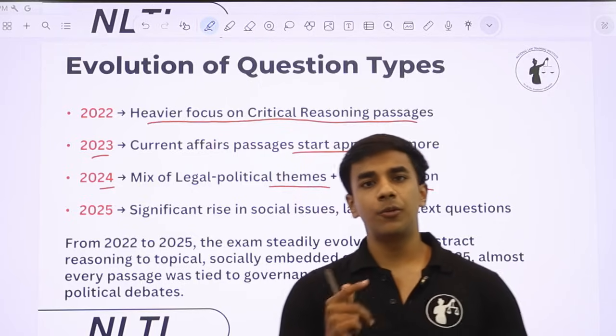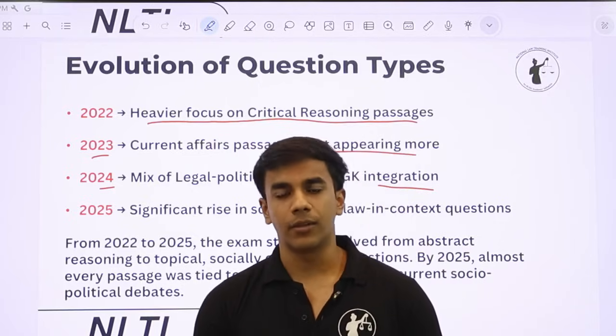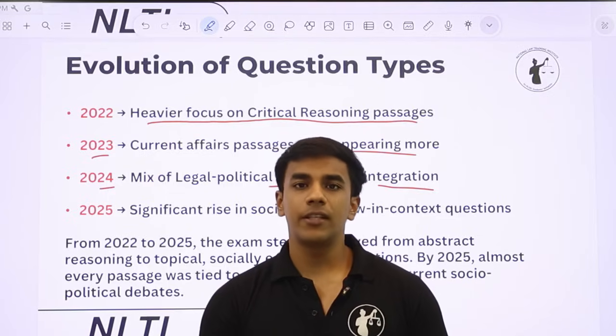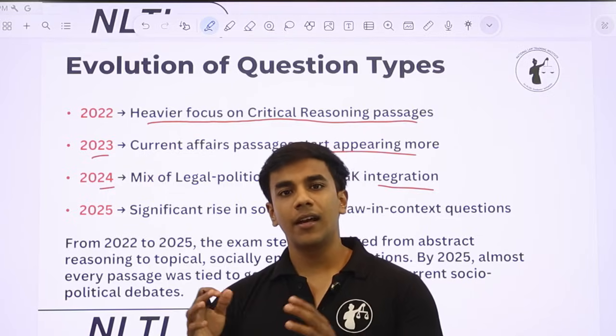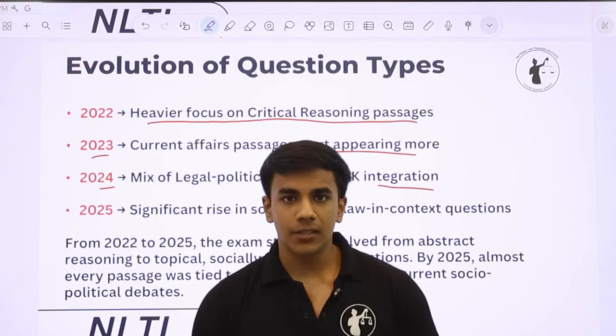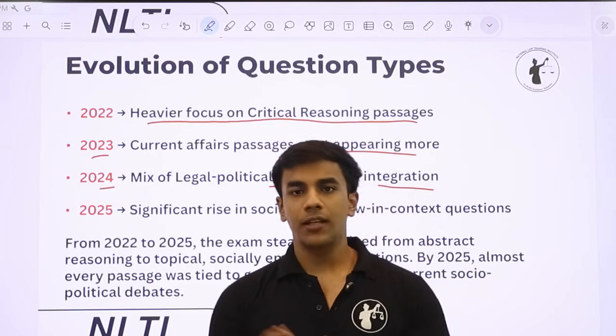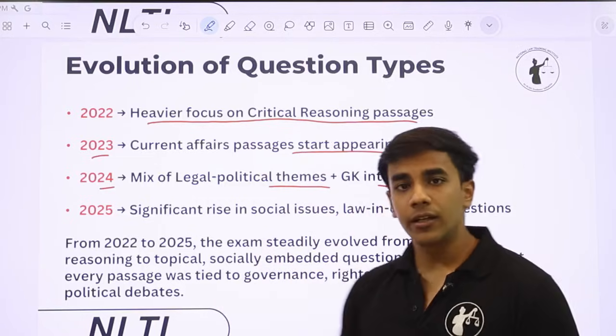Again, in NLSAT 22-23, GK को बहुत कम emphasis दिया गया था in the paper. The passages were also not very GK based, and GK in itself also did not form a major chunk of the paper. But what started happening in 24 is there was an interdisciplinary approach. Firstly, there was a mix of legal political themes.